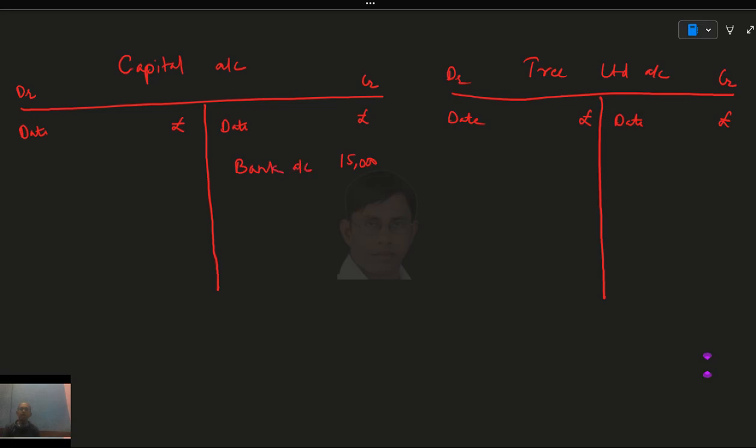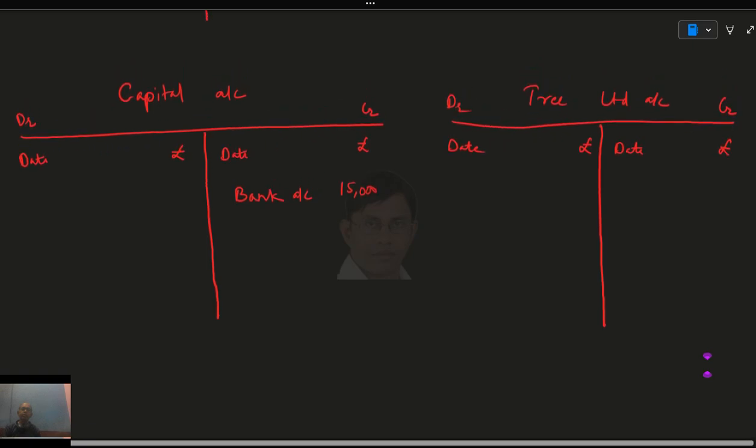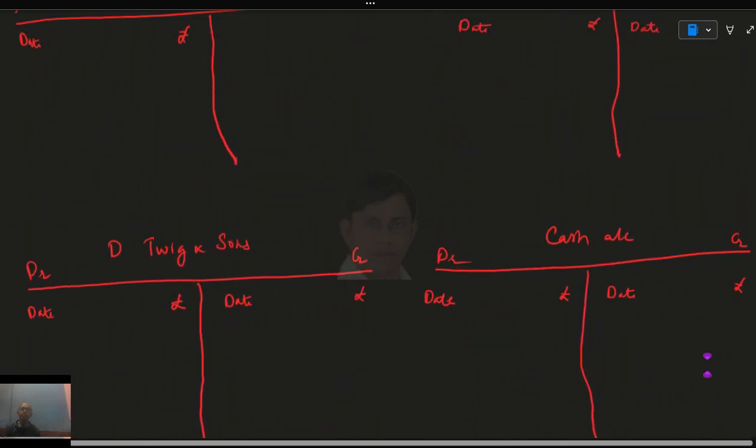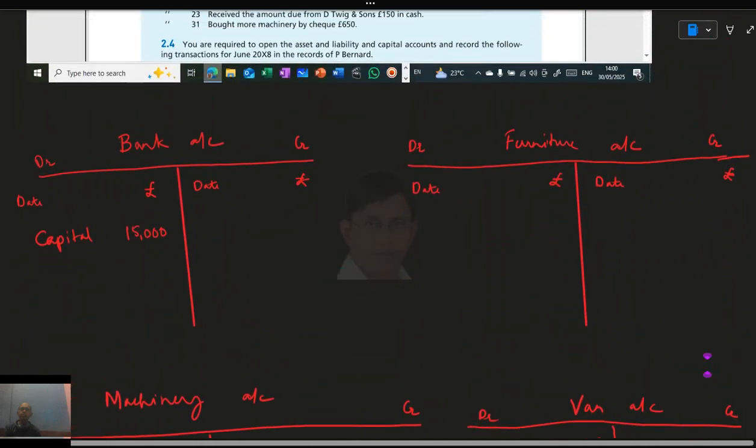So this is how you have to write. In the capital account, credit means capital account credit, opposite side bank. In the bank account, debit means bank account debit, opposite side capital. This is how you have to analyze and write the answers, and how you have to prepare the ledger.